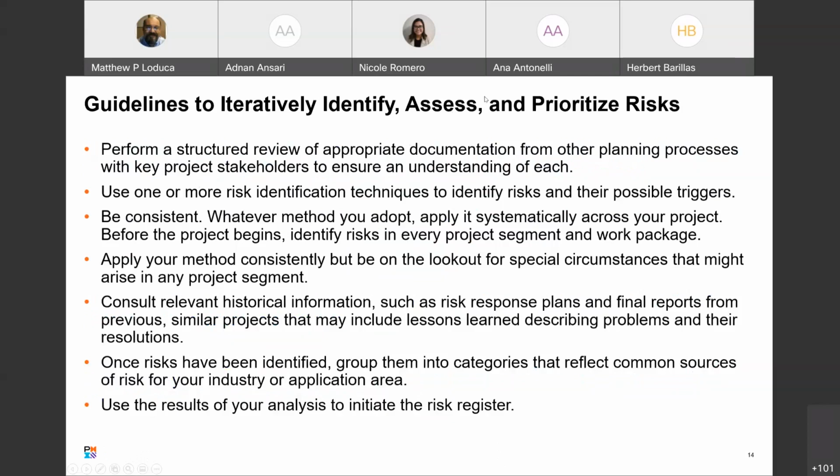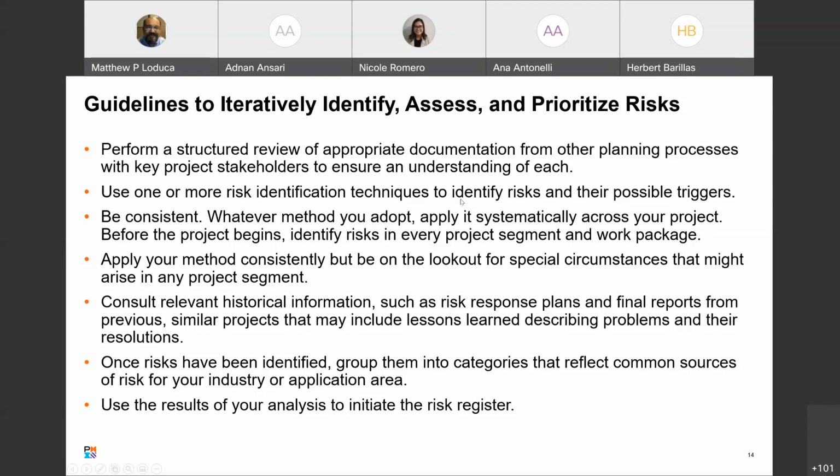Guidelines to iteratively identify, assess, and prioritize risk. Again, I will point this out here. This is something we do for waterfall. You'll do some of this, probably all of this, to a lesser degree in Agile, but generally speaking, this is the waterfall type of slide, for lack of a better term. So we perform a structured review of appropriate documentation from other planning processes with key project stakeholders to ensure an understanding of each. This is generally something we don't necessarily do in Agile. I mean, Agile is more about the code and less about the documentation. It's not that you don't do documentation, but this is really not an Agile step right here.